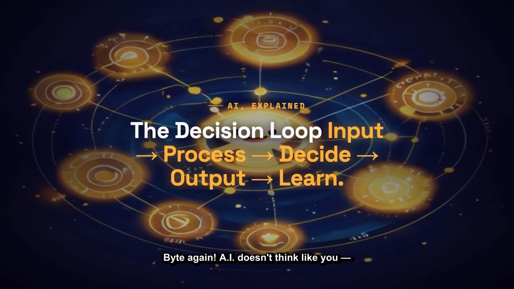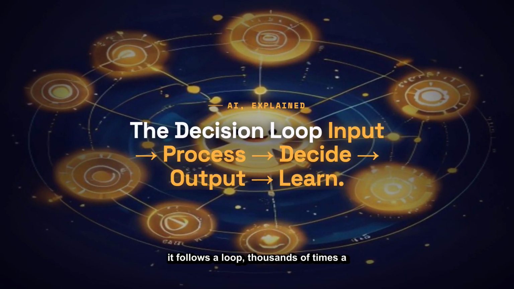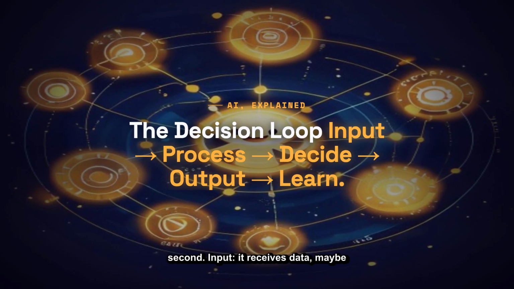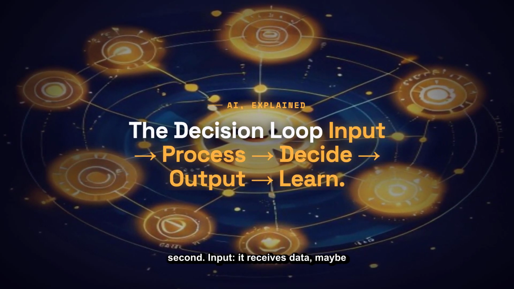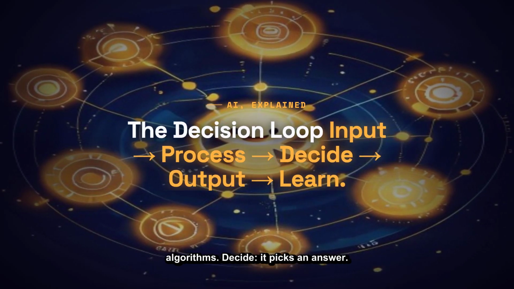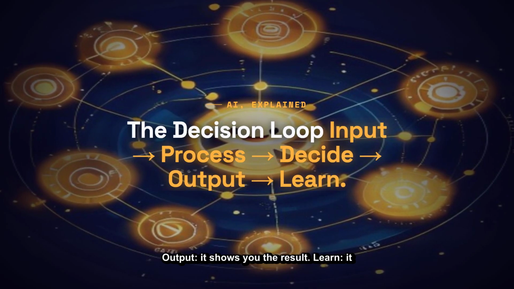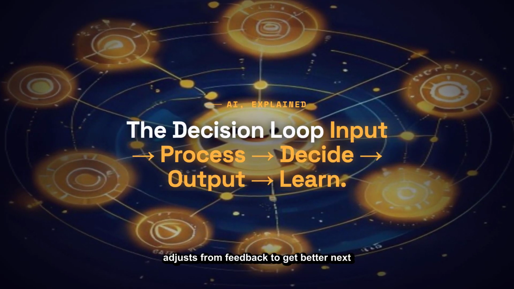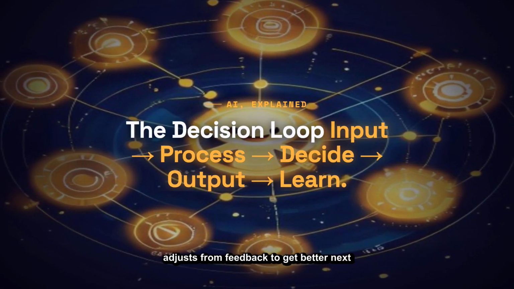Byte again, AI doesn't think like you, it follows a loop thousands of times a second. Input, it receives data, maybe your photo. Process, it runs the algorithms. Decide, it picks an answer. Output, it shows you the result. Learn, it adjusts from feedback to get better next time.